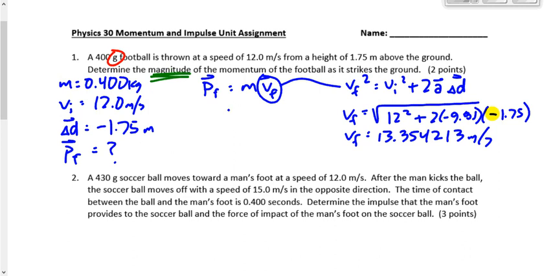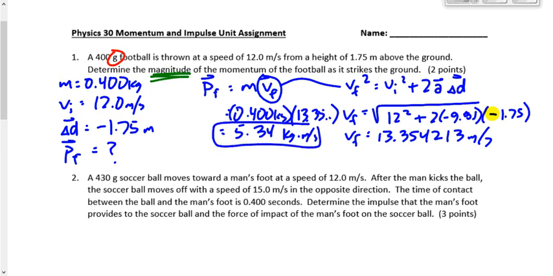All right, let's multiply that mass in kilograms, 0.400 kilograms, times that final magnitude of the velocity or speed, 13.35, and that gives me a value of 5.34 kilogram meters per second, or 5.34 newton seconds.